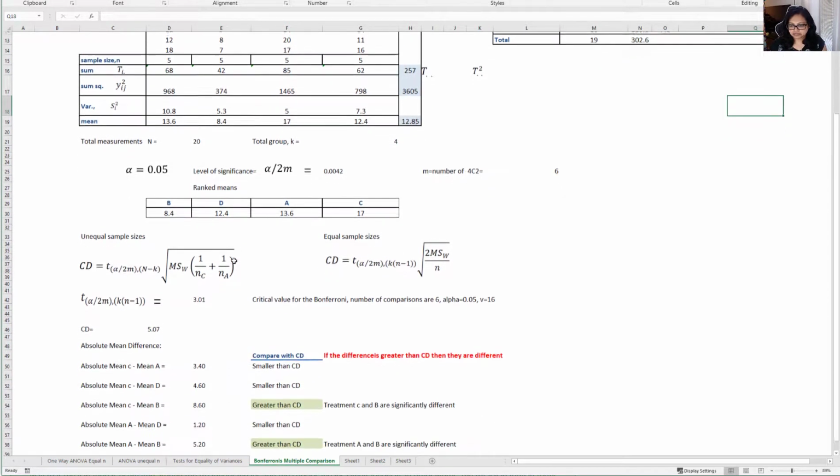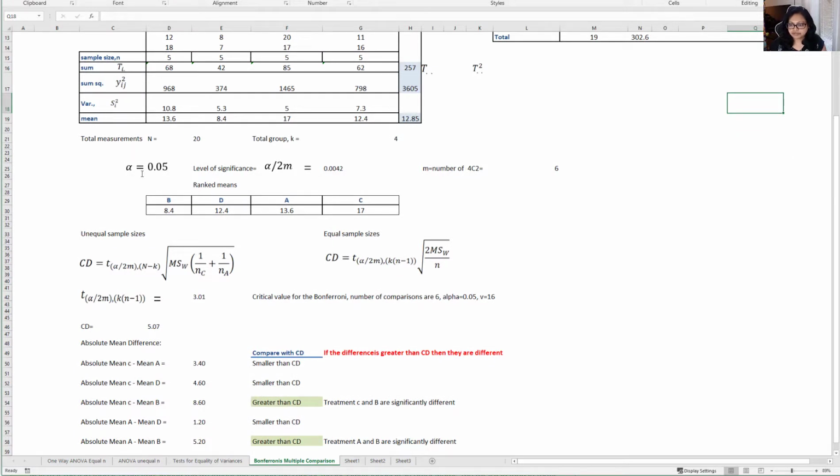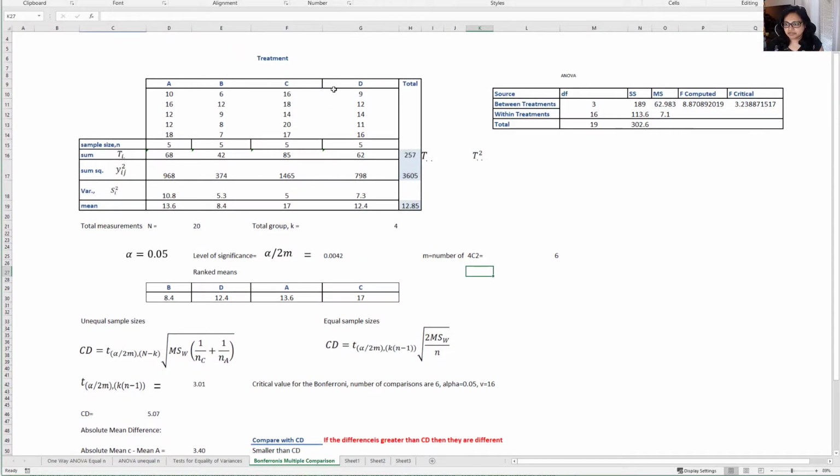At first I need to find the level of significance. Previously we had 0.05. Since we are comparing many different pairs, we need to divide our level of significance as well, because the level of significance, 0.05, you have to divide by 2 multiplied by the number of comparisons you have. So at first we need to know what m is. m is the number of combinations. Since we have treatments a, b, c, d, how many pairs can we have?